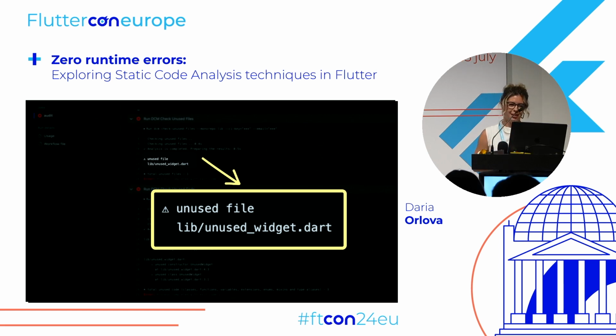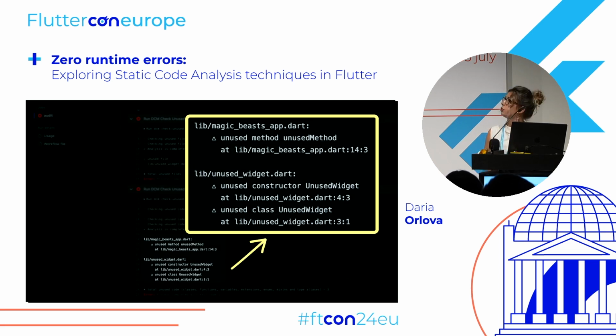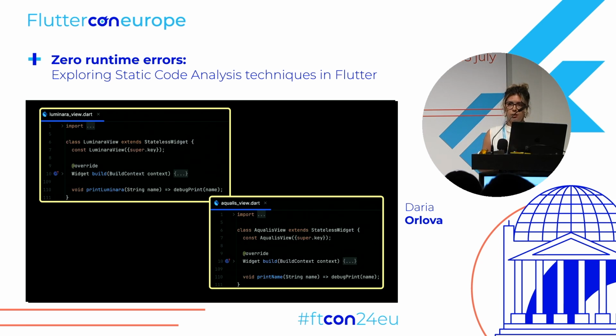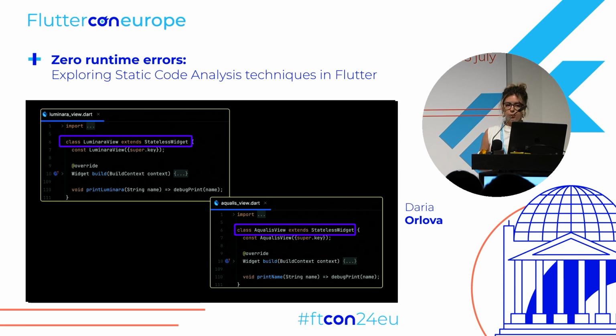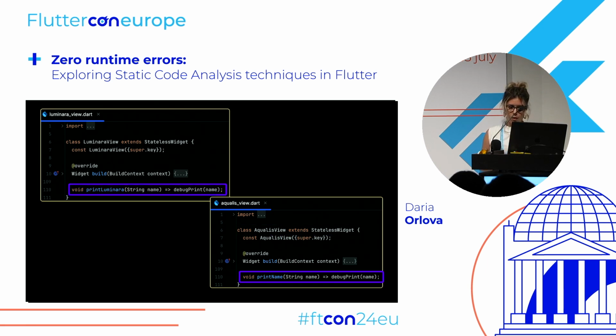And sorry, Magic Beast. It will fail in case we have unused files such as unused widget.dart or unused code, or both in this scenario. But unused code is one problem, and another problem is duplicate code. Especially when we talk about multiple duplications of big chunks of code. But we will see a simple example. Here we have 2 classes, Luminara view and Aqualis view. Both of them have the same print methods with the same argument, but different method names.